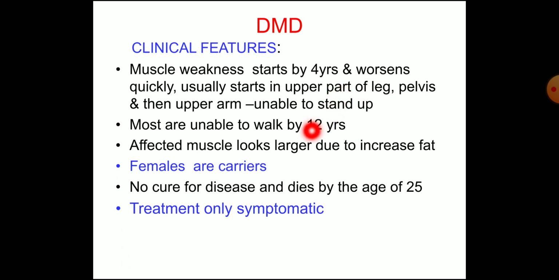Most are unable to walk by 12 years. The affected muscle looks larger due to increased fat. The fat deposition occurs there, and then the muscle is seen as bulkier. Females are the carriers, there is no cure for the disease, and usually the patient dies by the age of 25. There is no treatment for this, only symptomatic treatment.